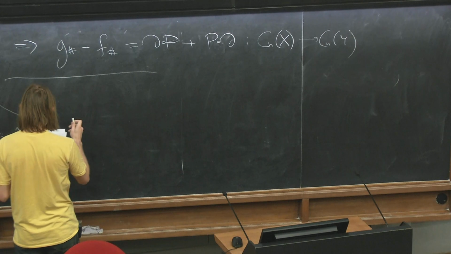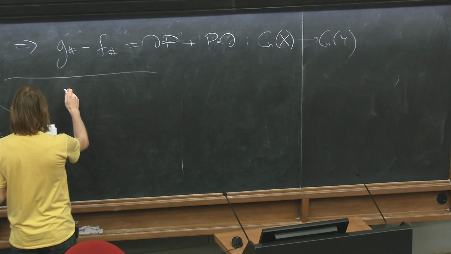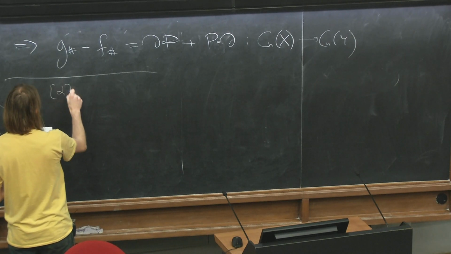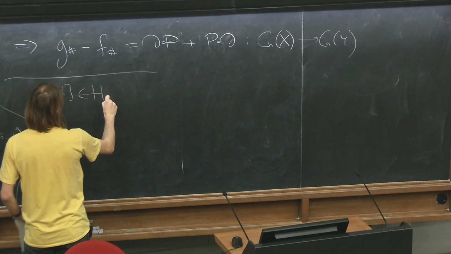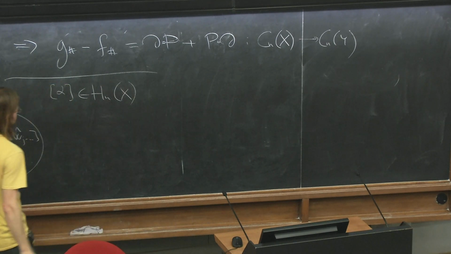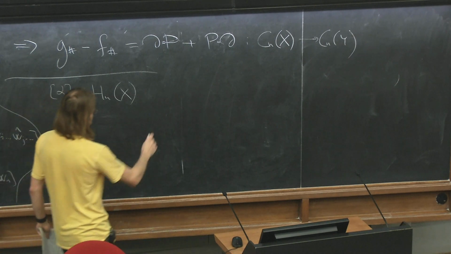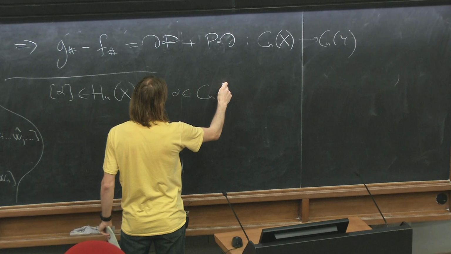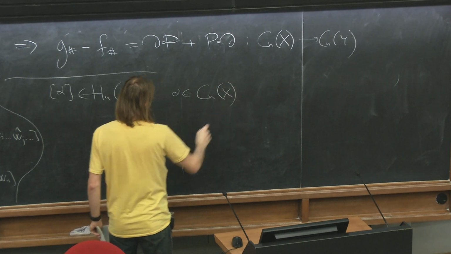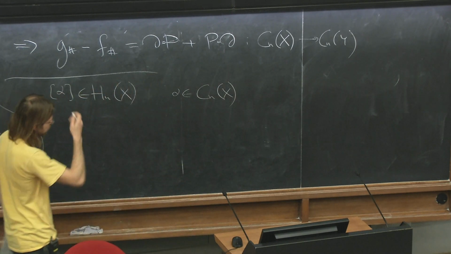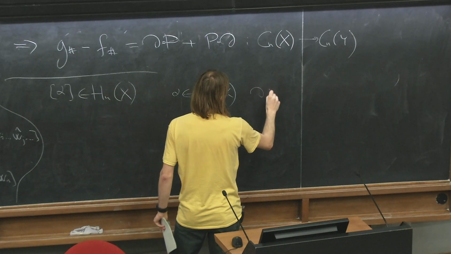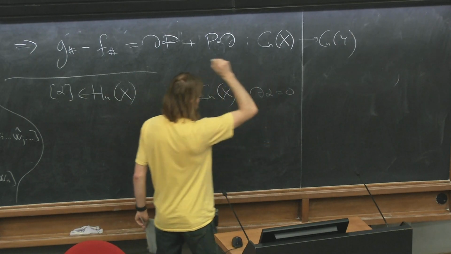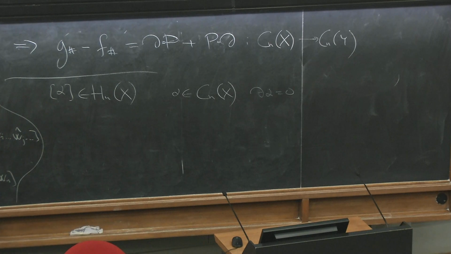This is just because, let's consider some class in the homology of X. This class is represented by some element in Cn of X, some singular n-chain, such that its boundary is 0.